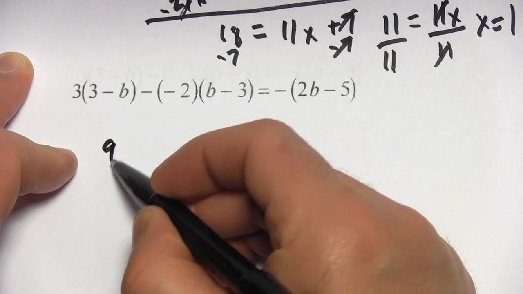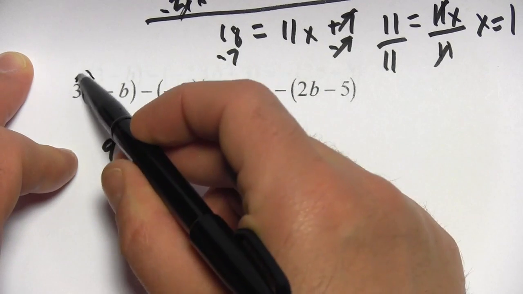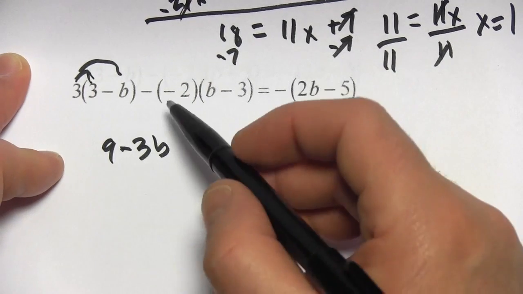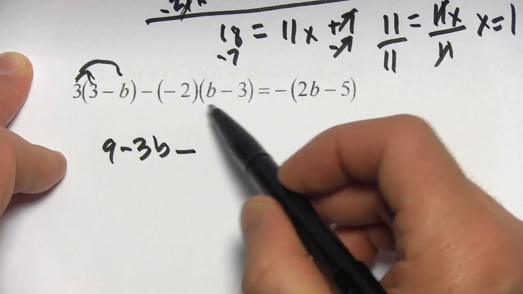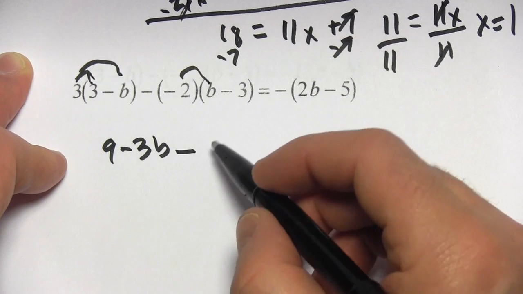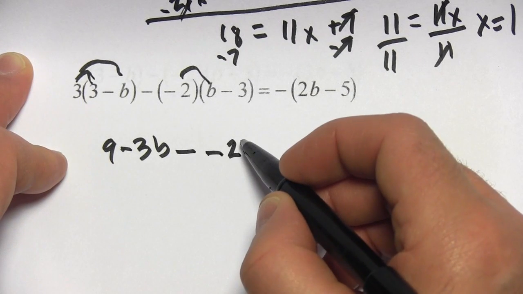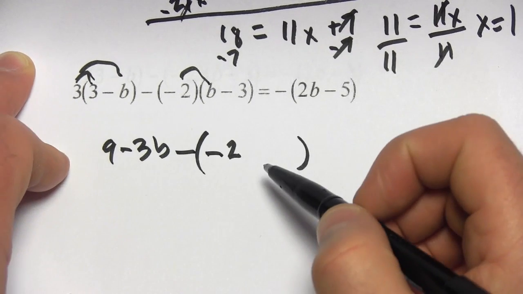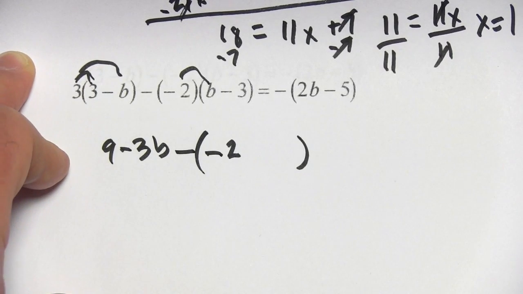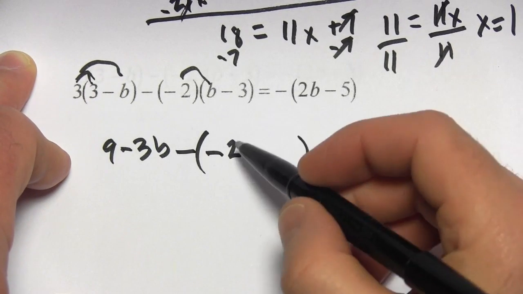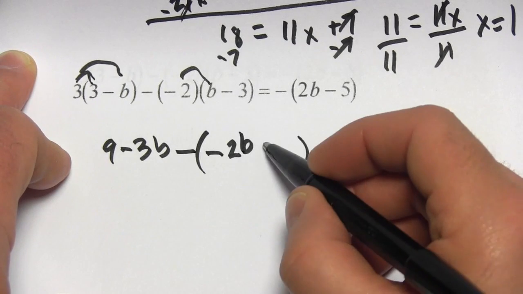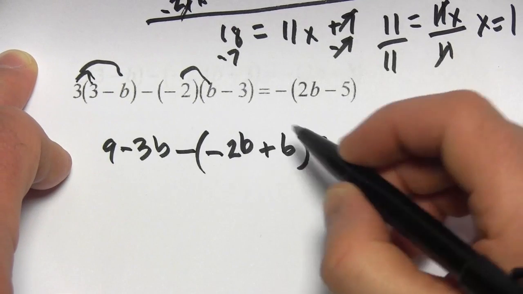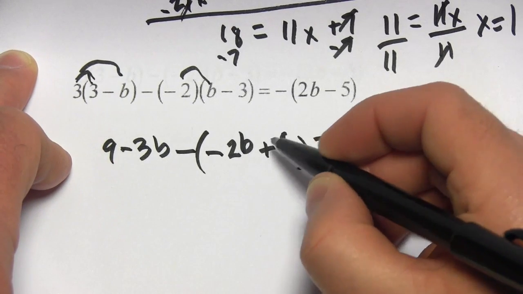3 times 3 is 9. 3 times negative b, so I'm doing this, is negative 3b. All right, now we have our minus sign, and I'm going to go ahead and distribute this negative 2. Negative 2 times b is negative 2b. We really should keep this in parentheses, though. And negative 2 times negative 2b, and negative 2 times negative 3 is a positive 6. Okay. I hate how b's and 6's look alike. I'll try to be a little more clear about that.